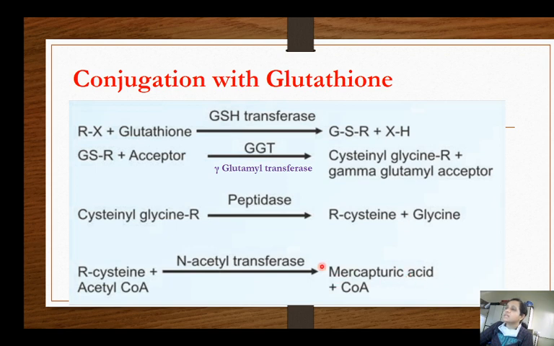So this is how the xenobiotic is made water soluble by using glutathione. So during the process, only cysteine holds the xenobiotic. The other parts of the glutathione, like glutamic acid and glycine, are removed.